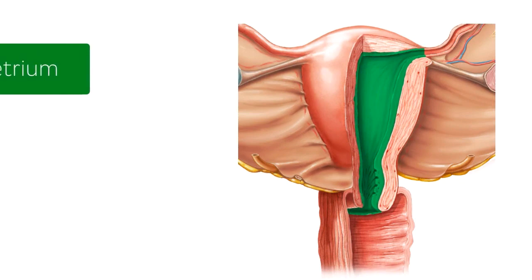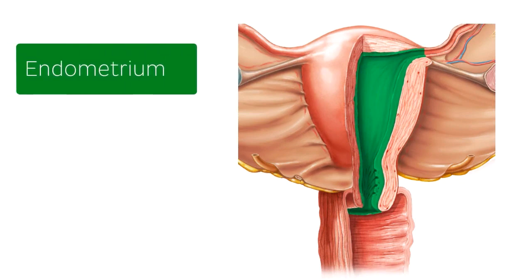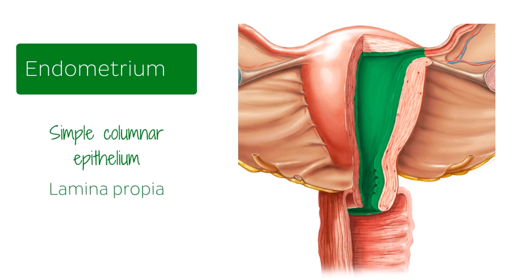The endometrium is the innermost layer of the 3 layers of the uterus and is also referred to as the uterine mucous membrane. The endometrium is lined with simple columnar epithelium and contains numerous tubular glands, as well as a lamina propria. Histologically, the endometrium is divided into 2 layers, a functional layer and a basal layer.